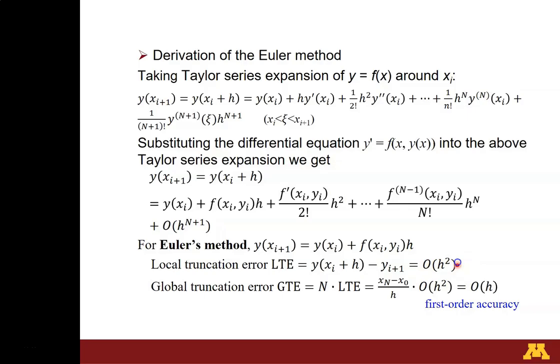Then the global truncation error, GTE, is equal to n times the local truncation error, because we have a total number of points. For each point of estimation, there is a local truncation error. So for the total points, we have the global error, and n equals this, based on the step size definition, times the local error. We cancel one of the h, then we get the total truncation error. O means proportional to h. So at the level of h, we call this first order accuracy.